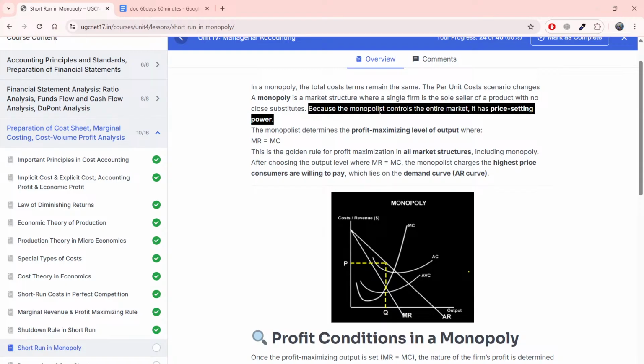The monopolist decides the profit maximizing level of output where MR is equal to MC. This is the golden rule for profit maximization in all market structures, including monopoly. After choosing the output level where MR is equal to MC, the monopolist charges the highest price consumers are willing to pay.